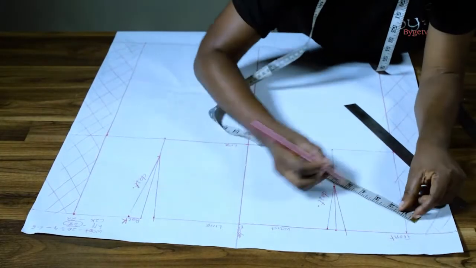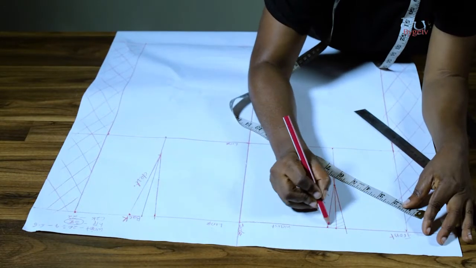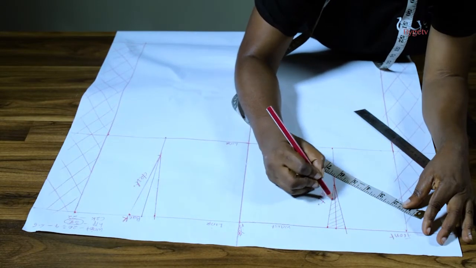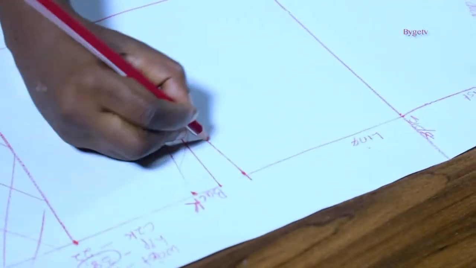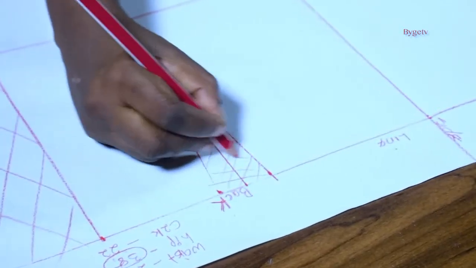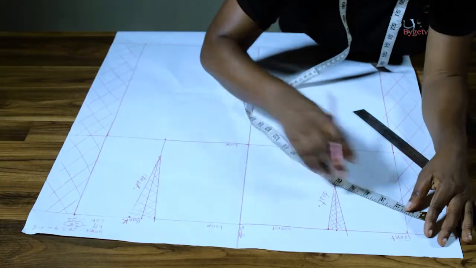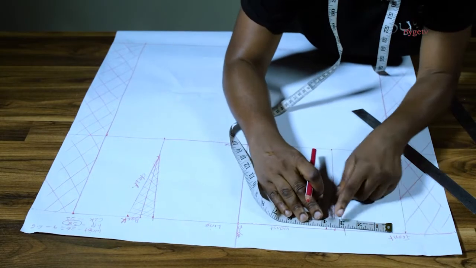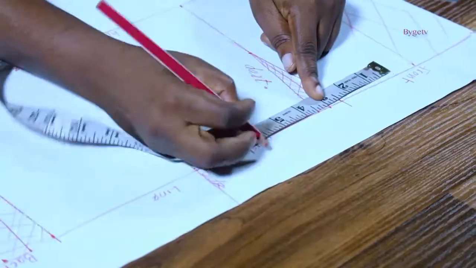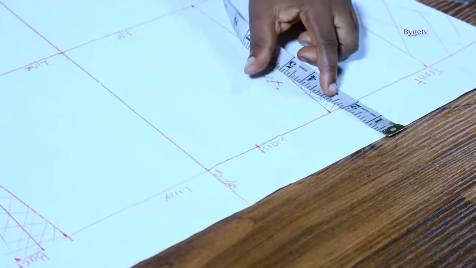So for the front, this is a dart. You know you're going to be sewing that, so that won't be part of the fabric anymore, the measurements. So shade that out. So I want to get 6.5 here. So I have 3.5 there. Continue, I get a 6.5 and I mark it.